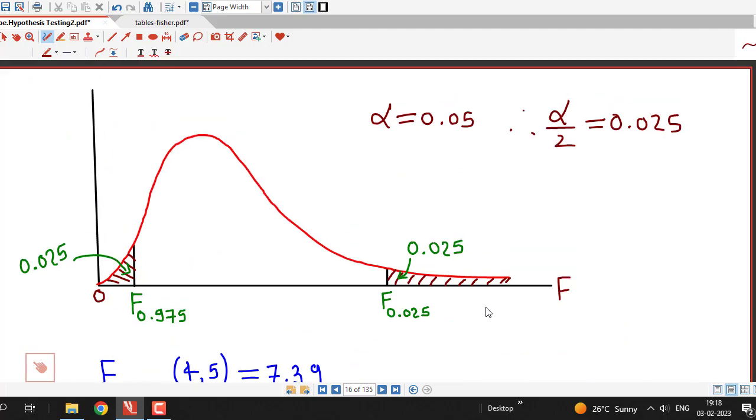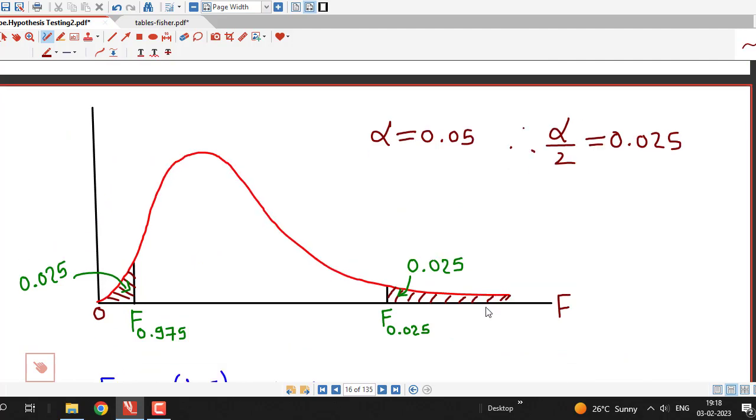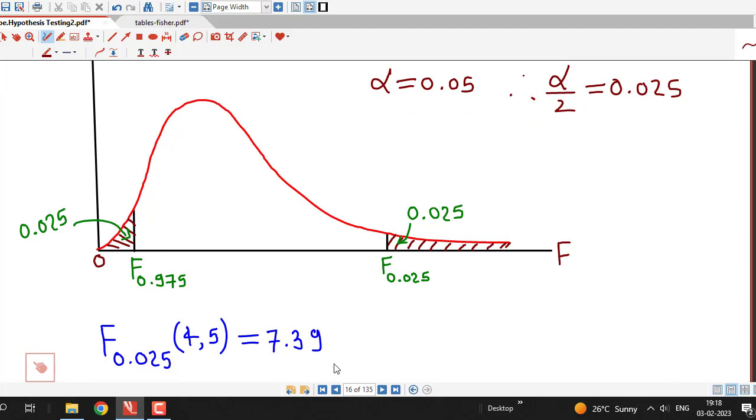This is the figure for the probability curve of the F distribution, and here I have written that the critical value for 4 degrees of freedom in the numerator and 5 degrees of freedom in the denominator is 7.39. Now what about this critical value? We do not have an F distribution table for alpha equal to 0.975.